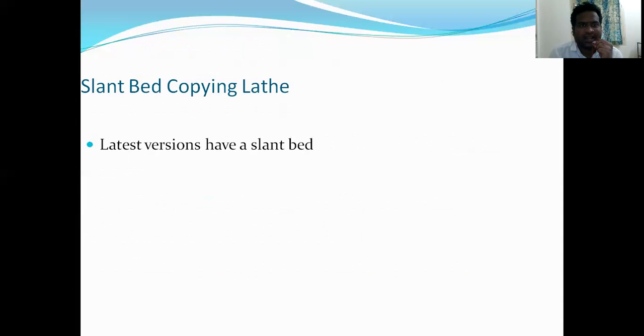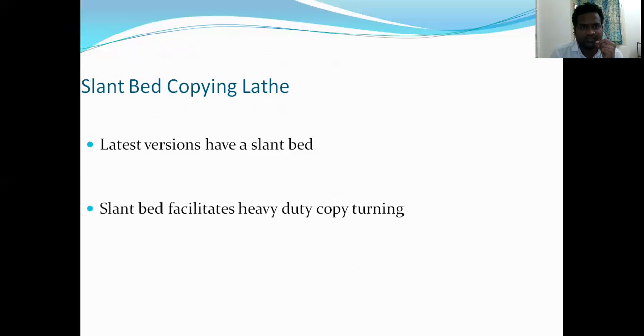The next one is the slant bed copying lathe. Slant means some slope, some inclination. It is the latest version, and latest versions have a slant bed. Why the slant bed? Slant beds facilitate heavy duty copy turning. If we want to copy large diameters or large profiles or heavy operations, those operations are done by this slant bed copying lathe.